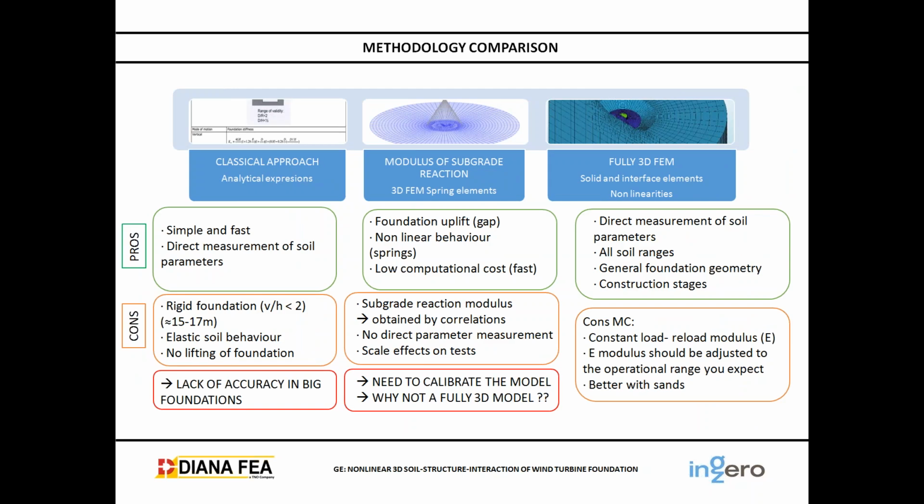Here we have made a summary of the methodology comparison, the things that we have talked about before. The pros of the classical approach are that it is simple and fast, and you determine the parameters with direct measurement, but it lacks accuracy in big foundations. With the subgrade reaction, we obtain the subgrade reaction modulus by correlation, so sometimes we need to calibrate the model. And the 3D model has the cons of the Mohr-Coulomb, but with the hardening soil small strain, we just have more time consumption.